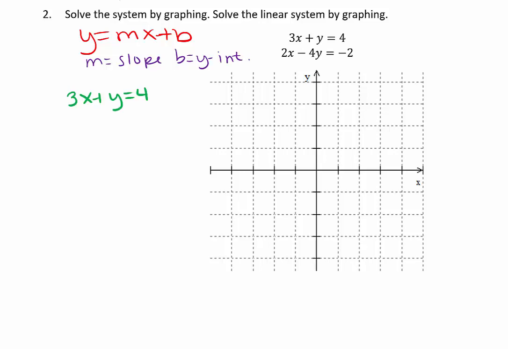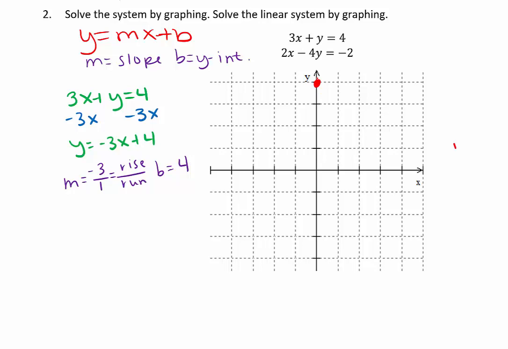Let's start with the first one, 3x plus y equals 4. To put it in slope-intercept form, I subtract the 3x. y equals -3x plus 4. So the slope, the number in front of the x, is -3, or -3 over 1. Recall that slope is rise over run, or change in y over change in x. We'll use that in our graph. The constant, or the b, is 4.